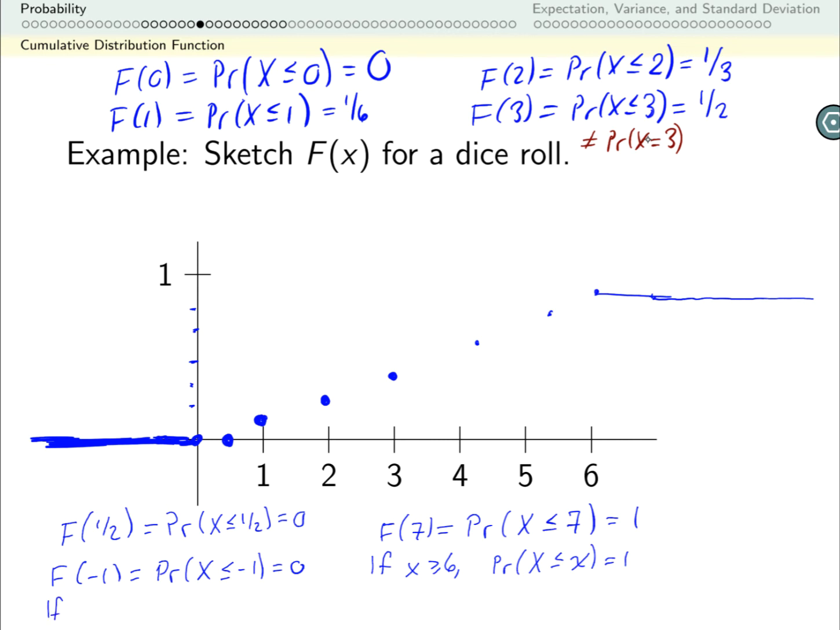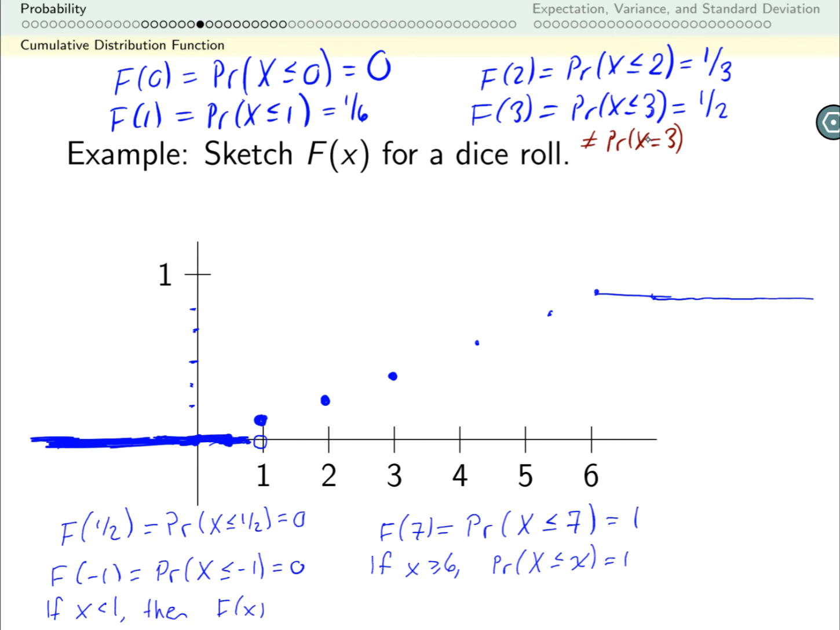Similarly, if x is less than 1, then the probability that I get something less than that is 0. The probability of being less than 1/4 is 0, the probability of it being less than half is 0, the probability of being less than 3/4 is 0, and so on. And this doesn't change until I get to 1. So I have this jump discontinuity.